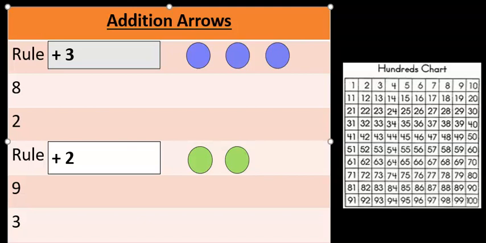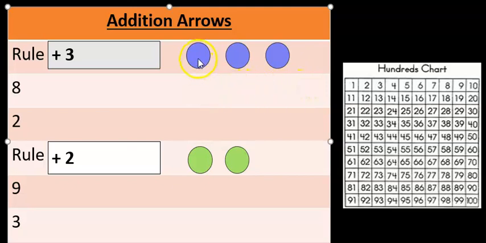Remember, this is repeated addition. Here is our rule. The rule here says plus 3. Remember, whatever is in the rule here, that number gets added on to each number that's going to start appearing here as we gradually move forward.